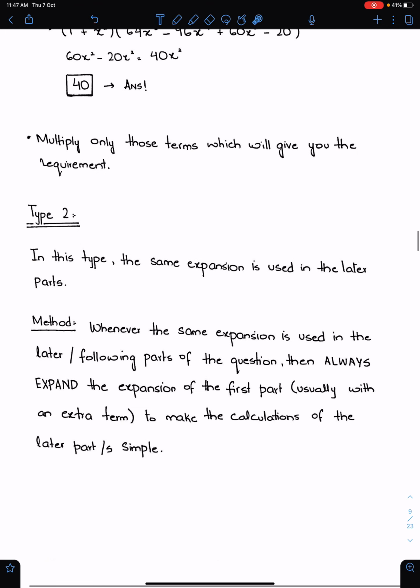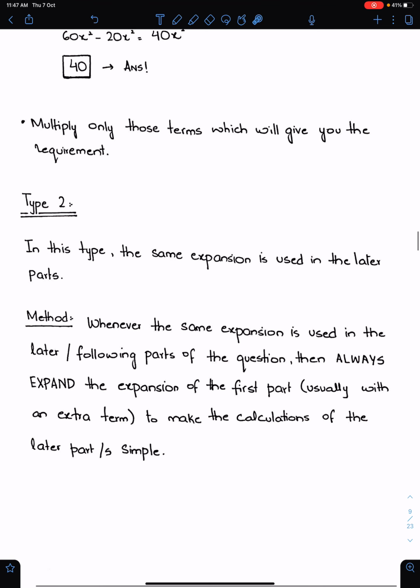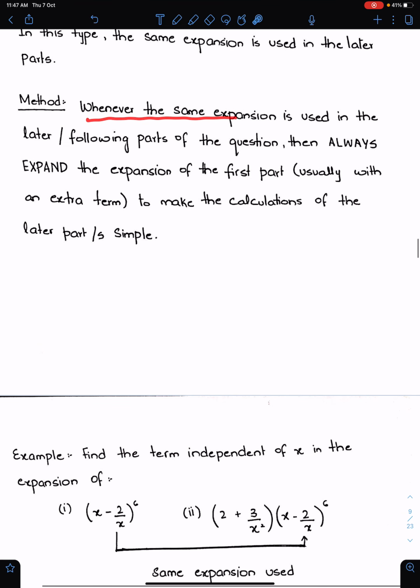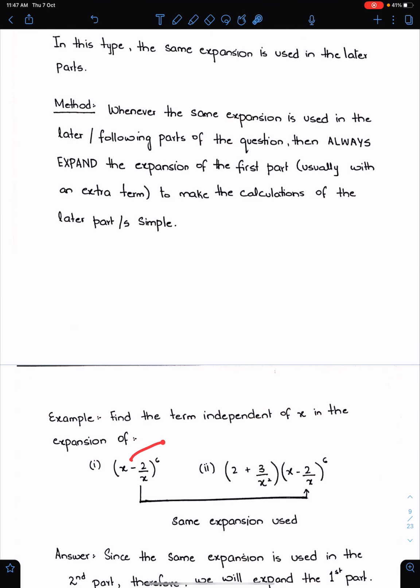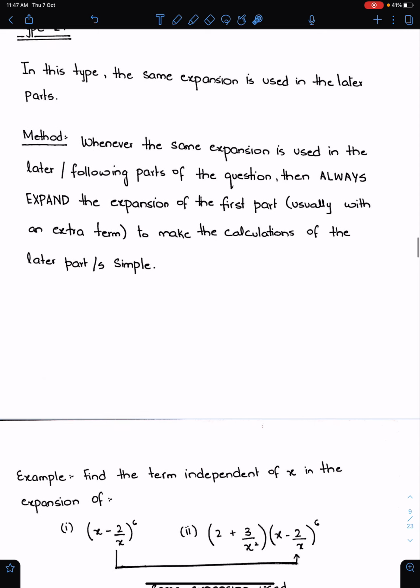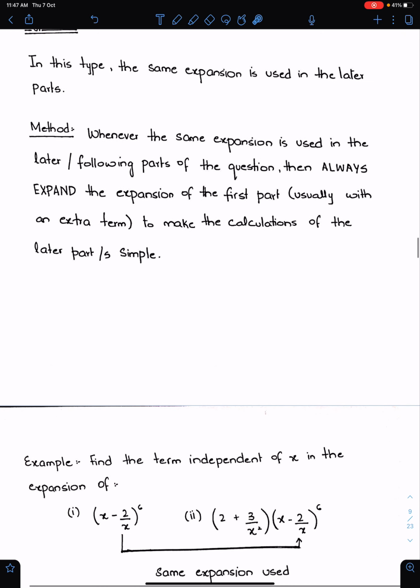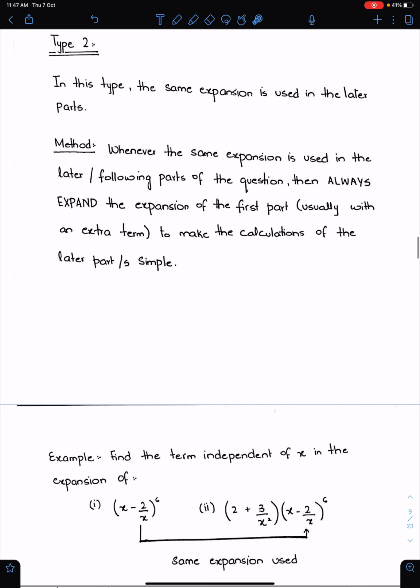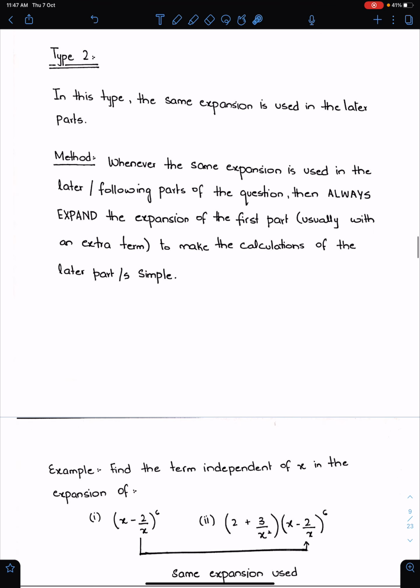Type 2 question. In this type, the same expansion is used in the later part or parts. Method: whenever the same expansion is used, you can check the example first. See, same expansion is used in the later part. This is type 2 question. So when the same expansion is used in the later part, always expand the first part, the expansion of the first part. Always expand this to make the calculations of second part simple.